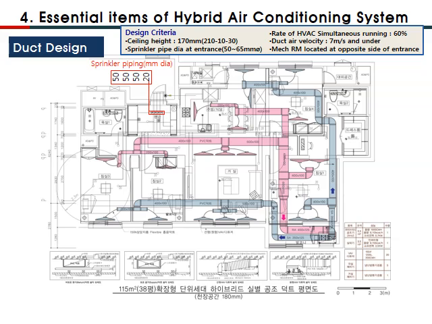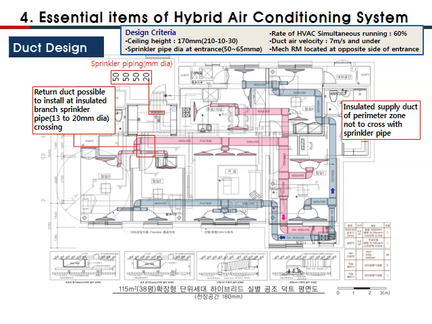Duct design method. To apply the hybrid air conditioning system in apartment complexes, the following basic design criteria for duct design should be conformed with. First, the apartment ceiling height should be minimum 150 mm and over. Second, the duct air velocity should be 10 m per second and under. Third, main sprinkler pipe should be located at the opposite side of AHU room. Finally, simultaneous operation rate for the air conditioner should be 60% or less.